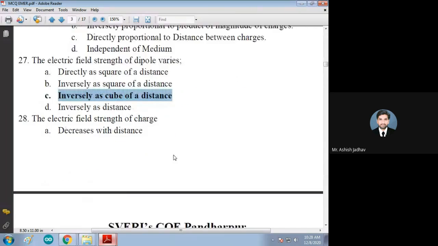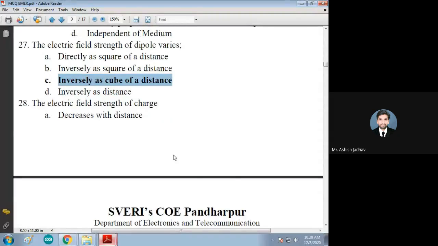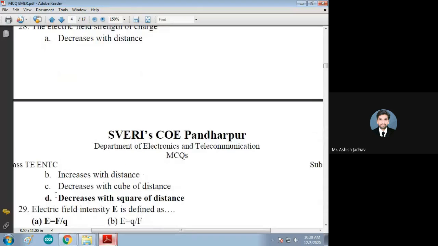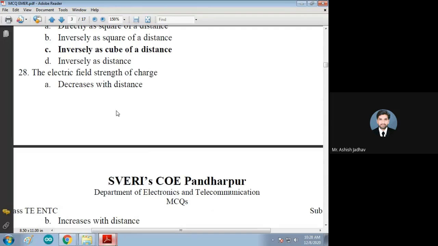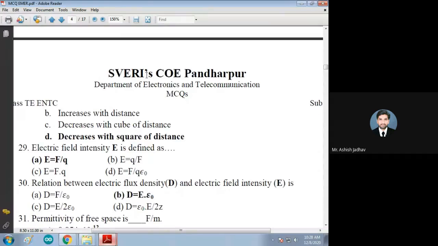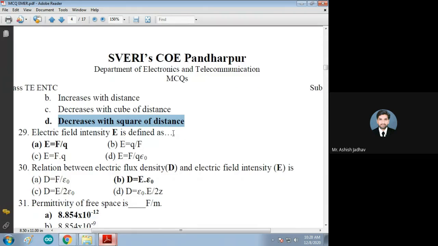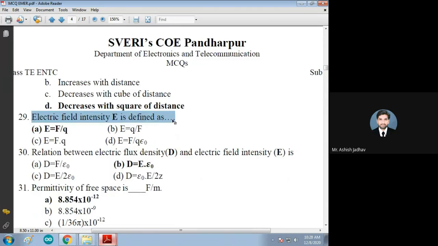त्यानंतर आहे इलेक्ट्रिक फील्ड स्ट्रेंथ ऑफ चार्ज decreases with square of distance. तुम्ही फॉर्म्युला बघितला असेल, इलेक्ट्रिक फील्ड इंटेन्सिटी किंवा त्यालाच म्हणतो आपण इलेक्ट्रिक फील्ड स्ट्रेंथ. त्याच्या फॉर्म्युलामध्ये काय, Q upon 4 pi epsilon naught r square. म्हणजेच काय, it decreases with square of distance. त्यानंतर electric field intensity E is defined as a very basic formula is force upon charge. E is equal to F upon Q. So you should select this appropriate option.